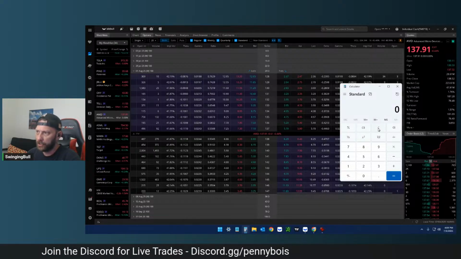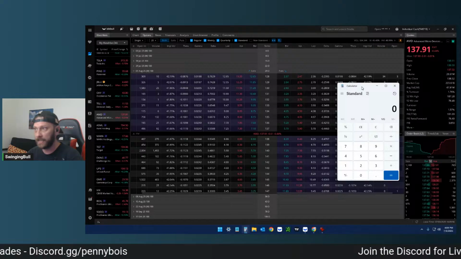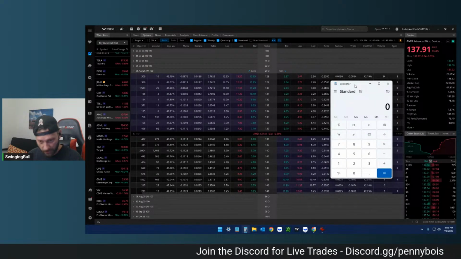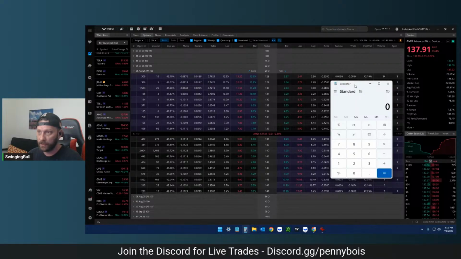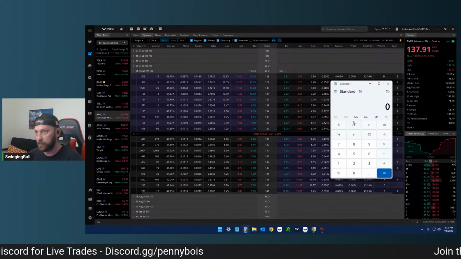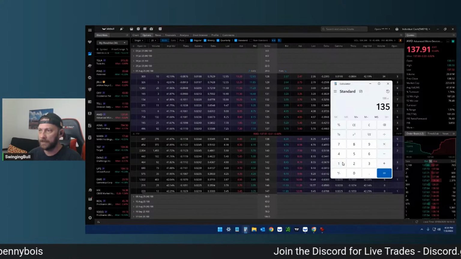One thing I want to mention is how much capital would you need to sell that cash secured put? Well, anytime you're selling cash secured puts, it's the strike price times 100. And then, of course, if you're doing multiple contracts, it's times the number of contracts you have. But we'll just stick with one contract for now. So the 135 strike times 100.